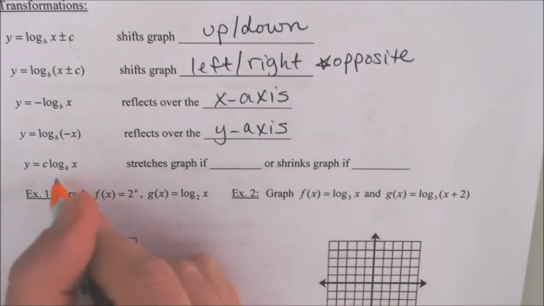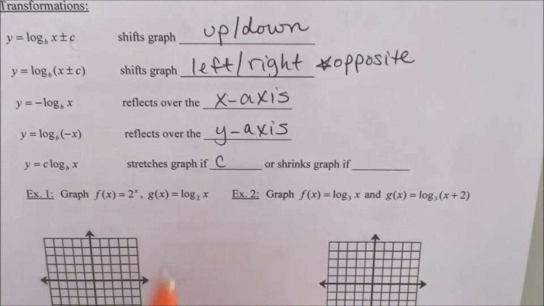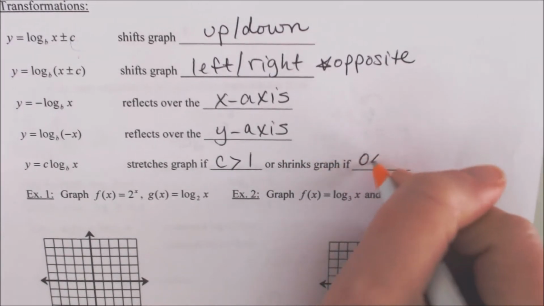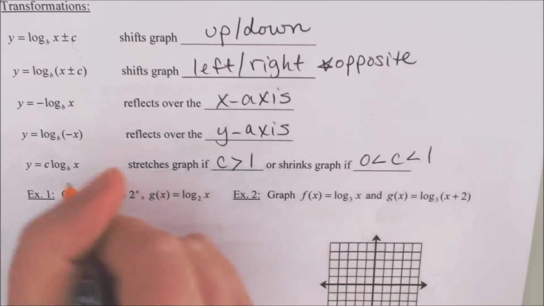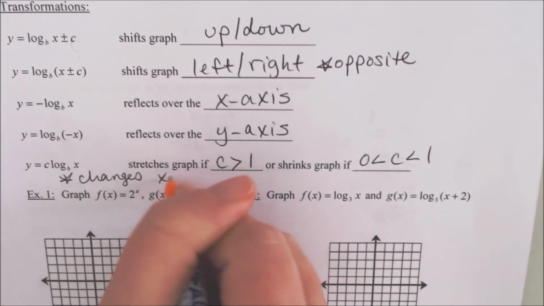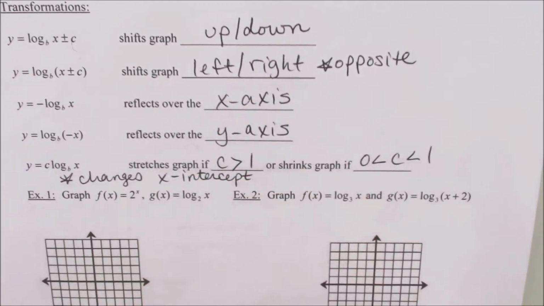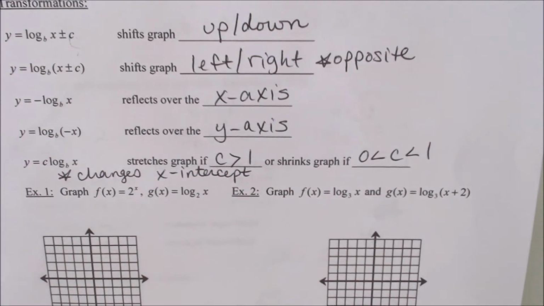And again, if you're multiplying by a constant c in front of the log, it's going to stretch the graph if c is greater than 1. It's going to shrink it if c is less than 1. And the main thing to remember here is it changes the x-intercept. We're not going to do a whole lot with these. I just want you to have your notes complete. Let's look at a couple of examples, though.